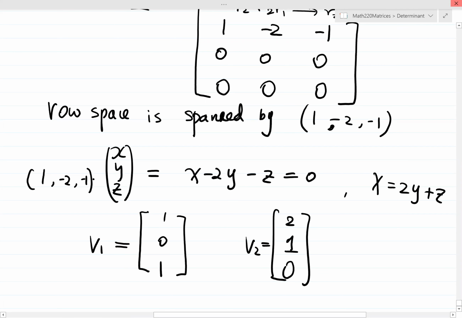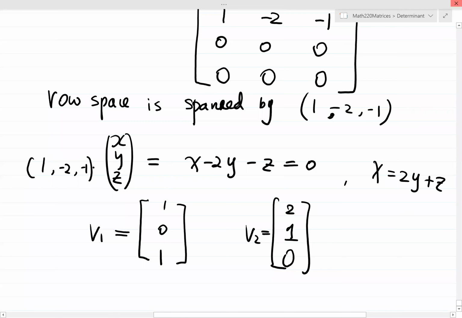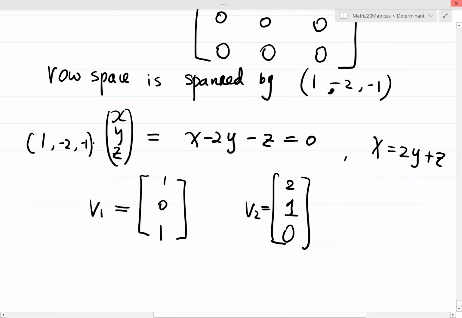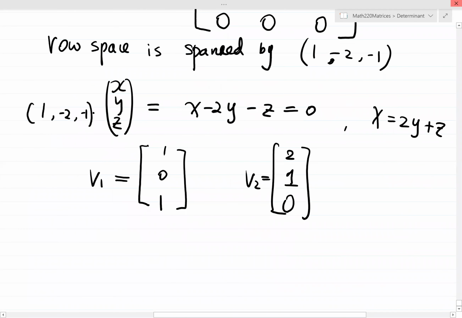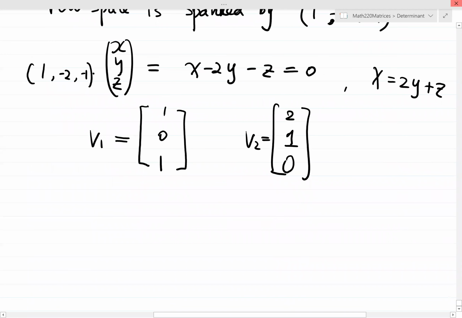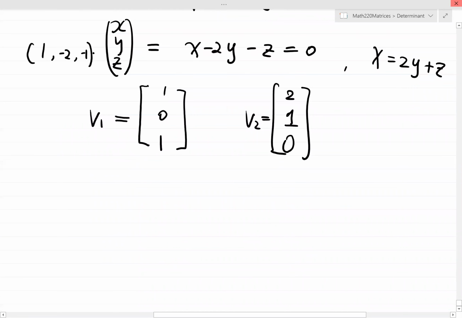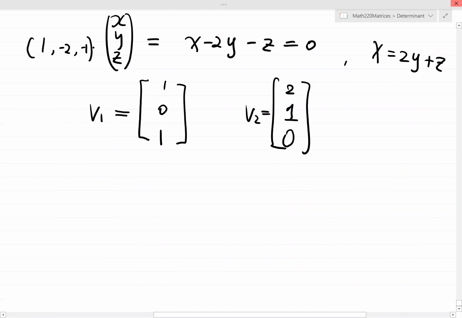Now you see, in this case, when we have a multiplicity, there are still two distinct eigenvectors. Now we normalize them, using Gram-Schmidt.